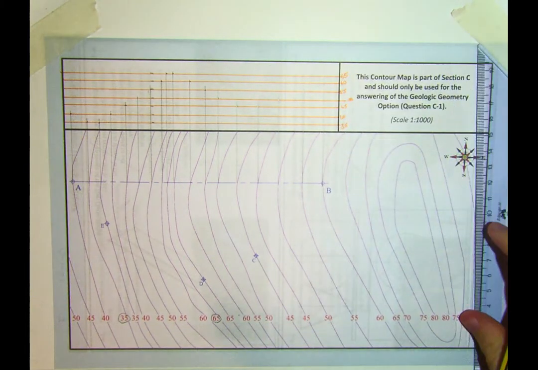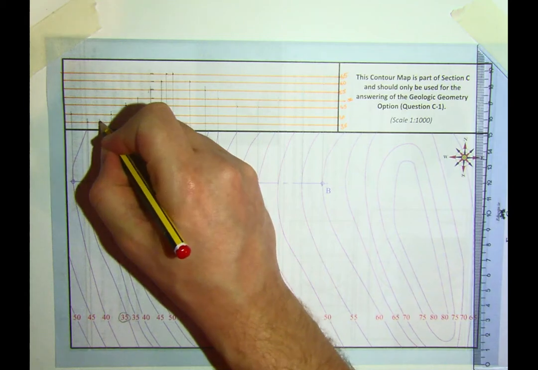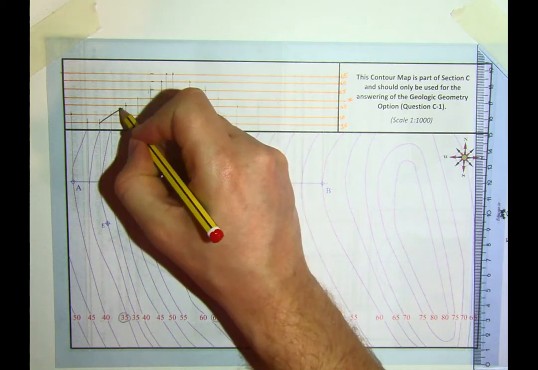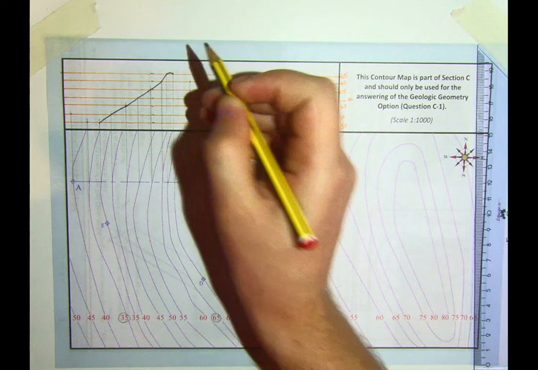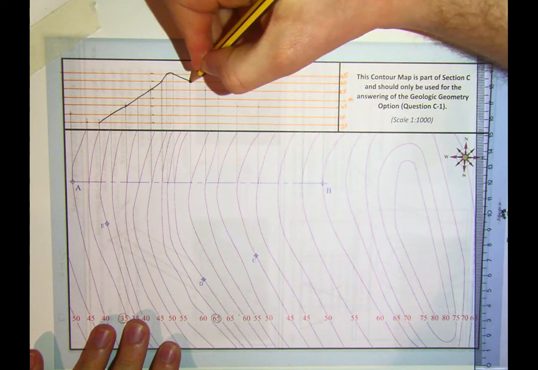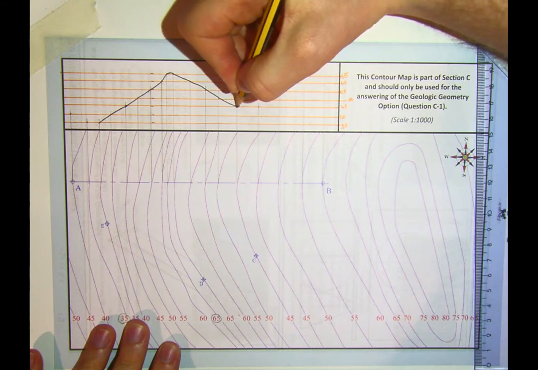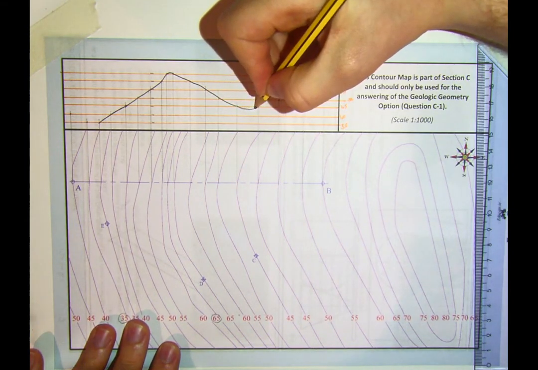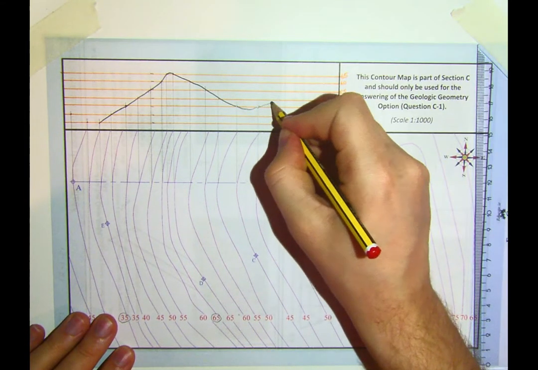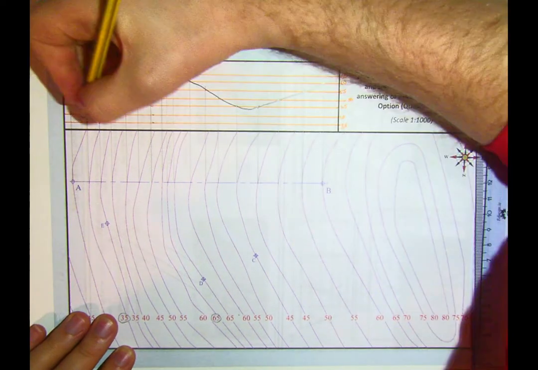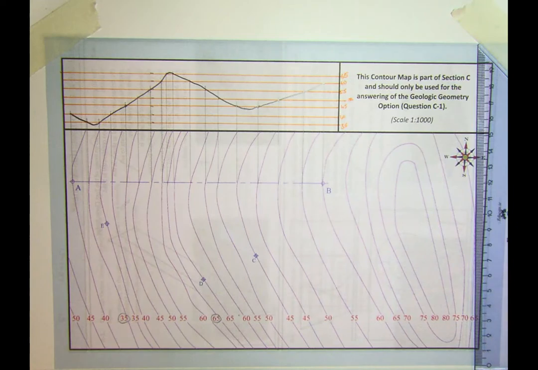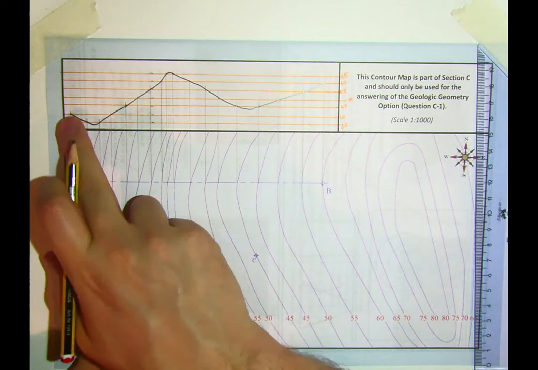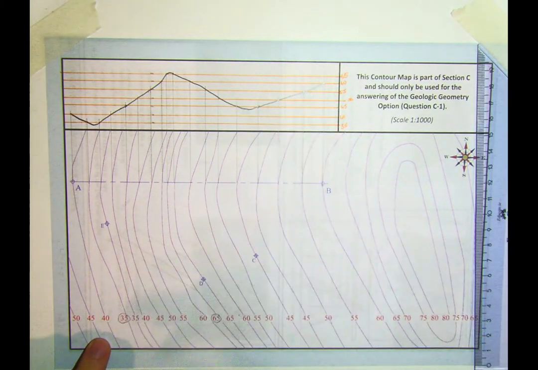So that's all the points plotted, a bit harder than usual just because of the positioning of everything. And that there is our profile. So comes down here low, up, and then back up again. So that completes part A of this question.